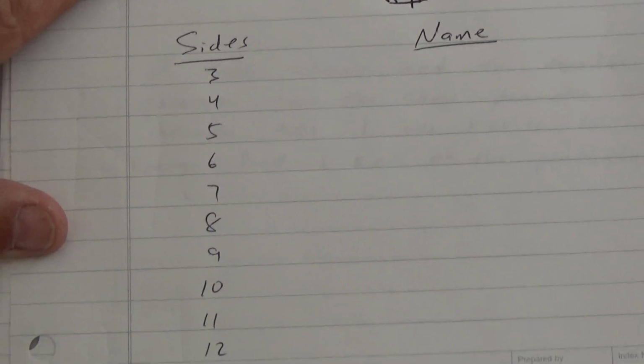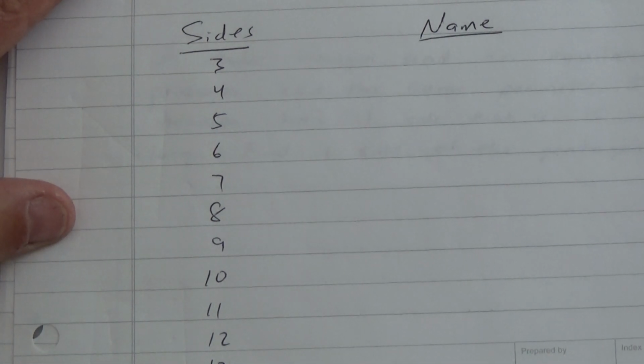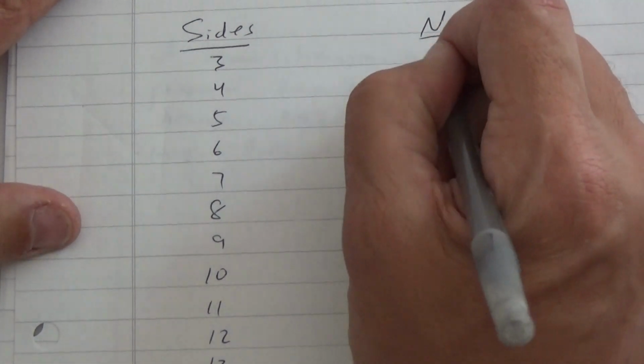I've mentioned some of them already. You probably know a lot of these names already. There's going to be a few that are a little weird that you might not have ever heard of. 3, you probably know that one, right? Triangle.